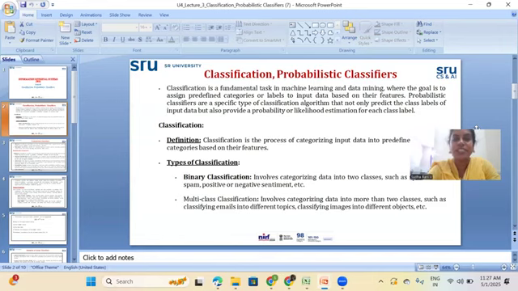So types of classification, mainly we used to take binary classification, and we also have multiple classifications. Binary classification is where we divide only into two classes, and multiple class classification is where it involves categorization of data into more than two classes, such as emails into different topics, classify images into different objects, and so on.